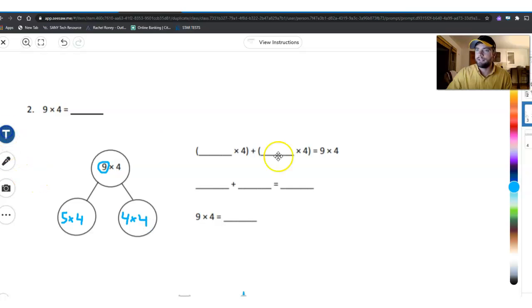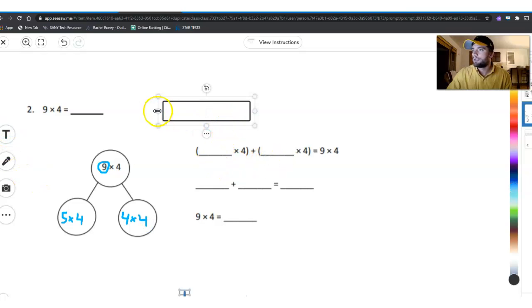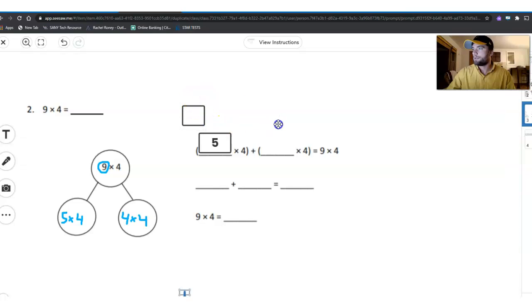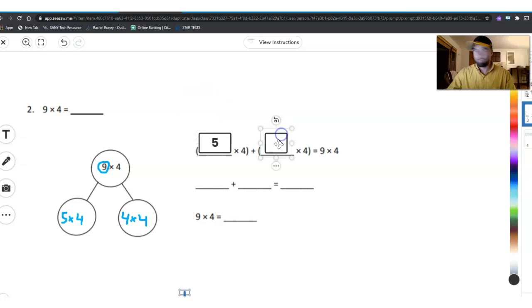Let me try the text boxes here. I know a lot of you guys like to use that. And I'm aware that showing your work on SeeSaw is not ideal, but you guys have been doing an awesome job. So we've got 5 times 4 plus 4 times 4 equals 9 times 4. So we're basically just carrying over the things that we did here and moving it here.